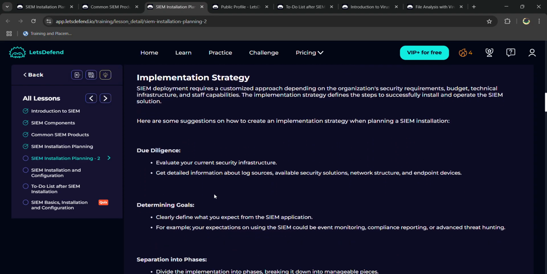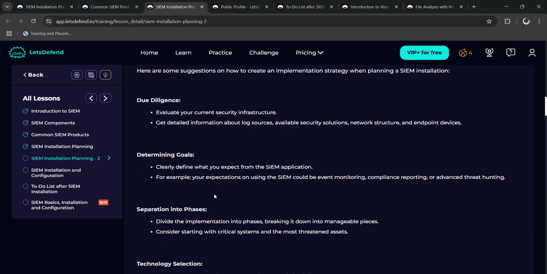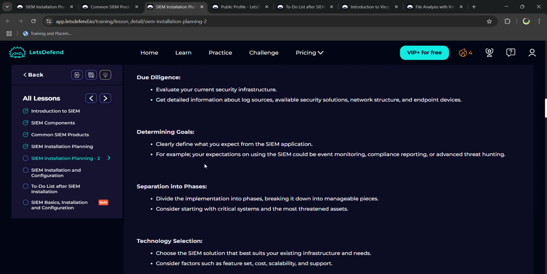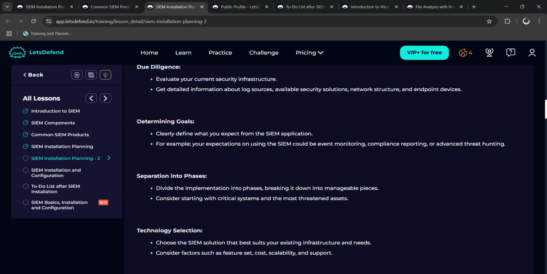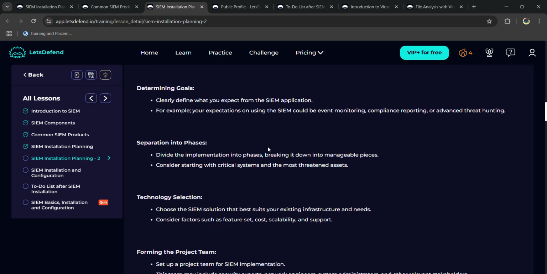Now implementation strategy. SIM deployment requires a customized approach depending on the organization's requirements, budget, technical infrastructure and staff capabilities. So here are some suggestions. Due diligence. We need to evaluate the current security infrastructure, then get detailed information about log sources, available security solutions, network solutions and endpoint devices.